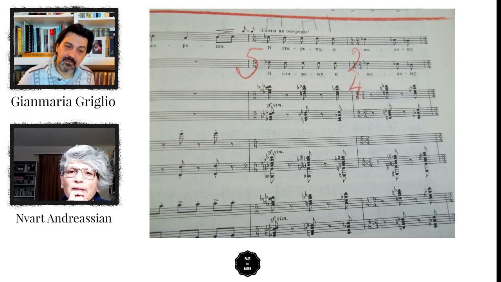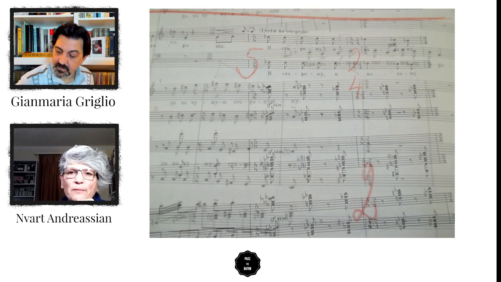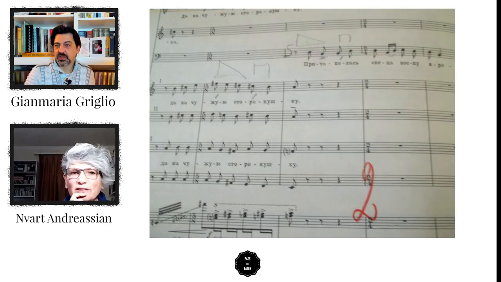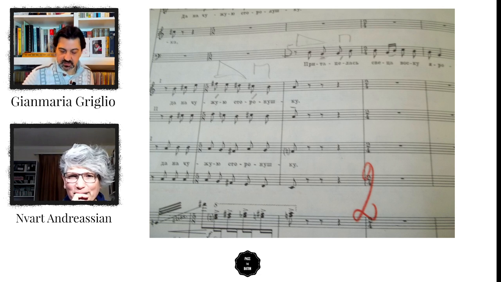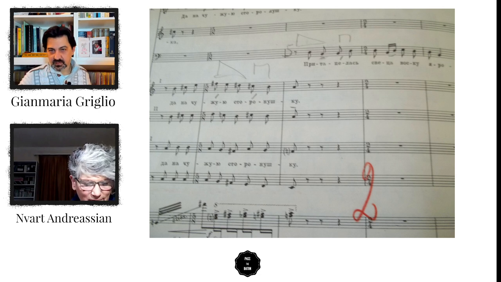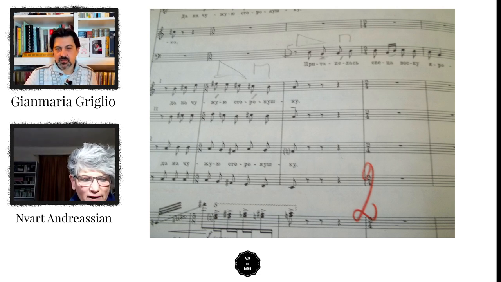Gianmaria, can we speak about the third example? Yeah. It will be very short. Yeah, sure. Go ahead. It's on screen now. So we have a bar, 2-8, 4-8-2-4. It's not important. 5-8, and then 5-8-2-4.